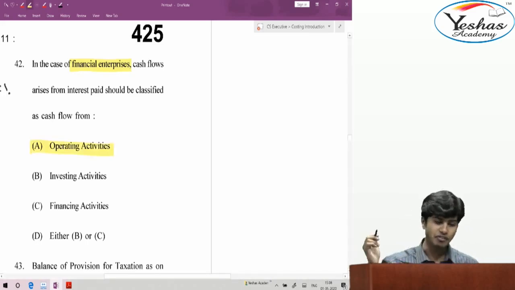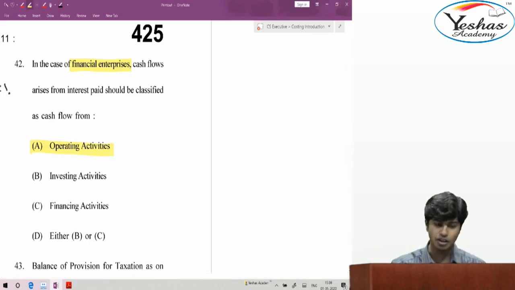I'll tell you, if the word financial enterprise was not there, if it was a manufacturing entity, then with respect to question number 42, the answer would have been different. If the interest is paid, financing; if the interest is received, investing.